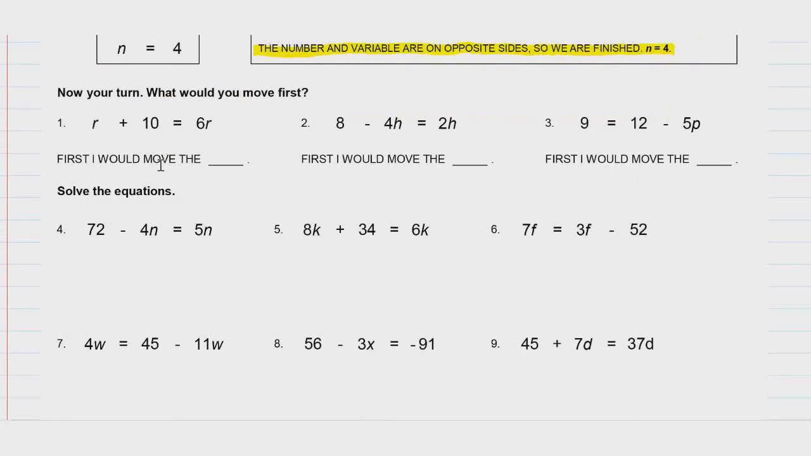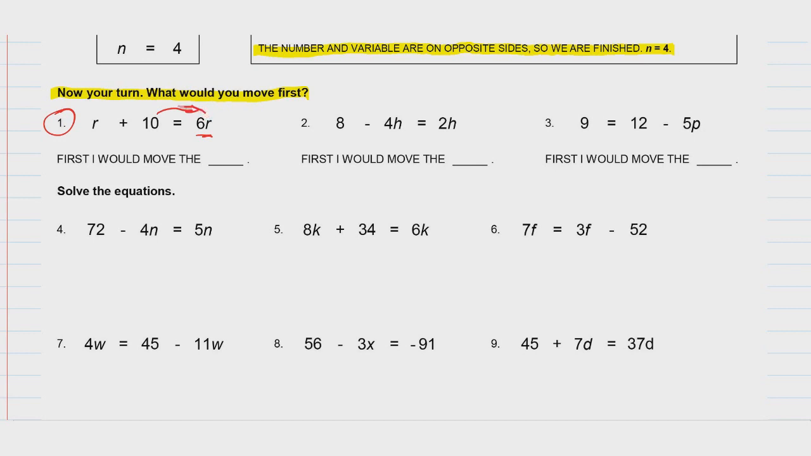Well, let's get started. It says right here for problems 1 through 3, now your turn. What would you move first? So let's take a look at problem number 1. We have r plus 10 equals 6r. Well, you got variables on both sides, so no one is happy. If you move the 10 over here, basically all you're doing is moving the 10 next to the 6 and the r, and there's already a variable there. So why would you move the 10?